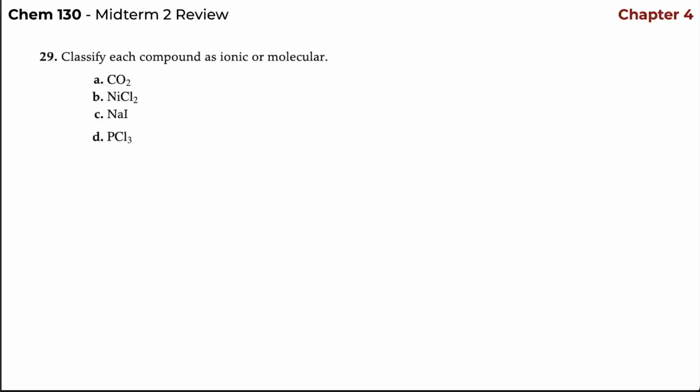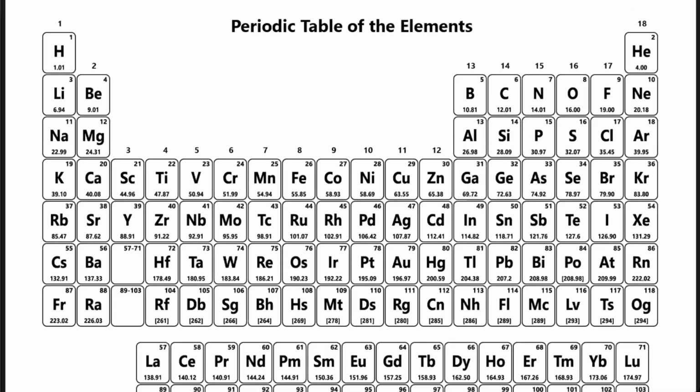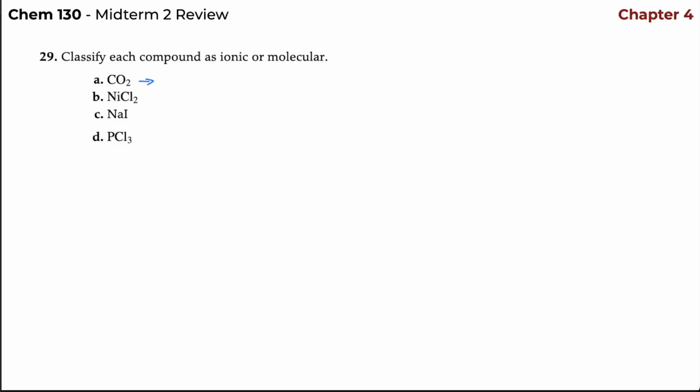All right, so for this question, we have to classify them as either ionic or molecular. Now, what we do know is that when you have two nonmetals, they're going to make a molecular bond, and as soon as you add one metal, it's going to make an ionic. So for these questions, they're mostly going to ask with two elements, what's the bond between them, right? So for this one, if you look on the periodic table, carbon and oxygen, they are both metals. Sorry, they're both nonmetals. So this is going to be molecular, right?